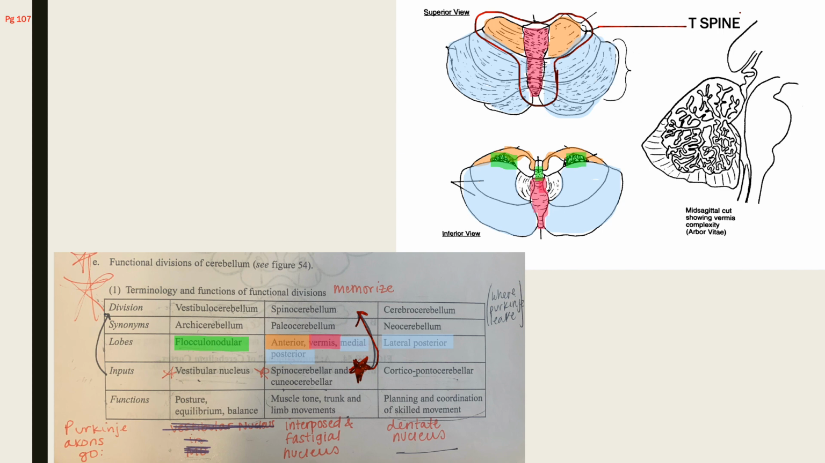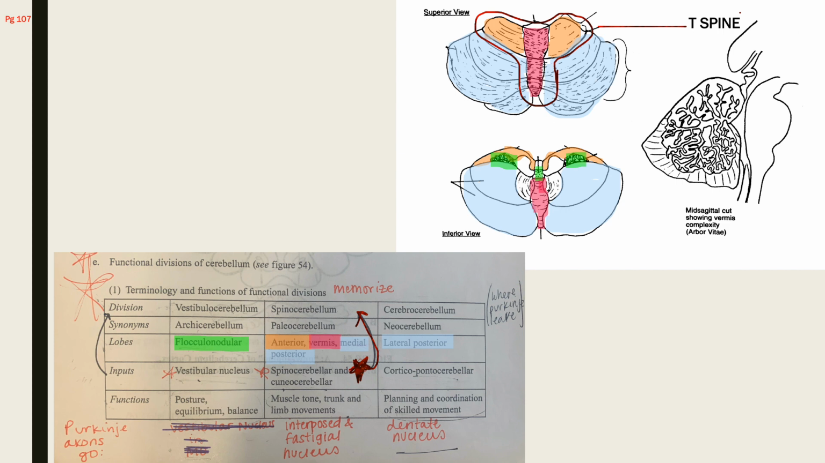Its inputs sending this type of information are going to be our spinocerebellar tract and cuneocerebellar tract. That's a new tract that we don't learn anything else about in this class. What's kind of nice is that one of our inputs, the spinocerebellar tract, is going to the spinocerebellum functional division. So maybe the one that he'll ask you about is the cuneocerebellar, because it doesn't give it away.